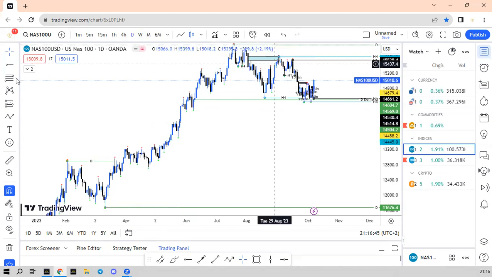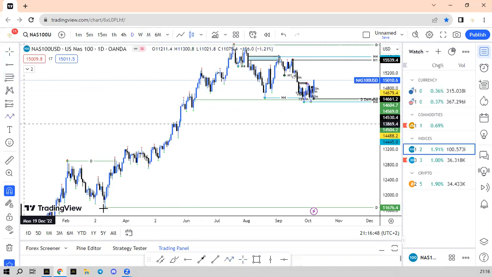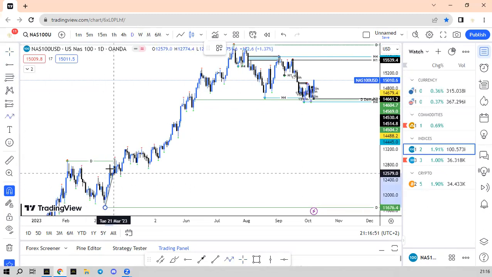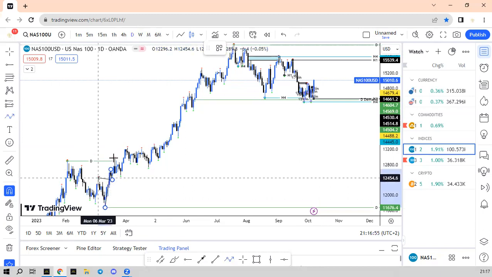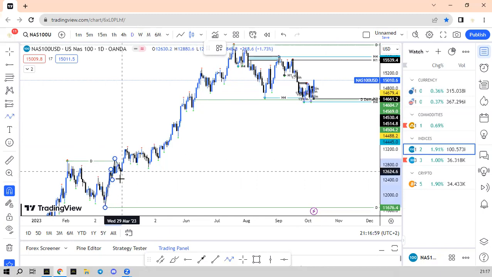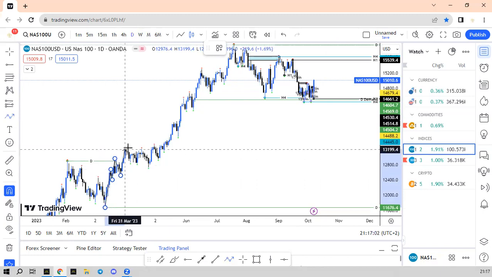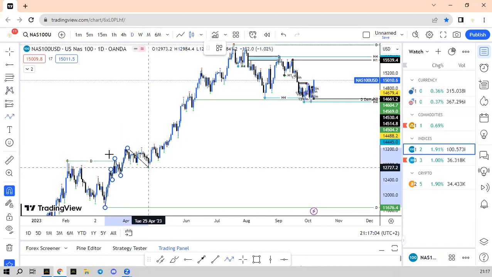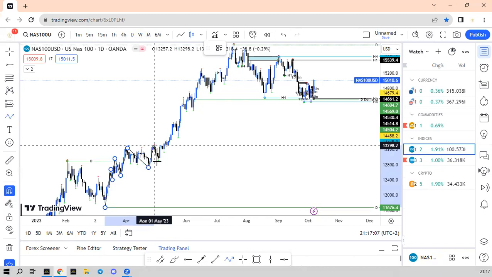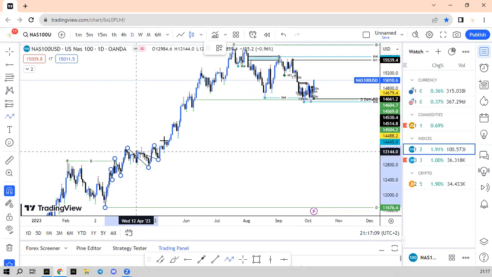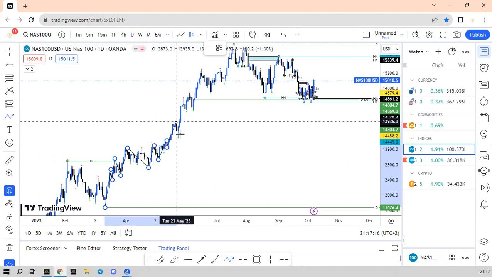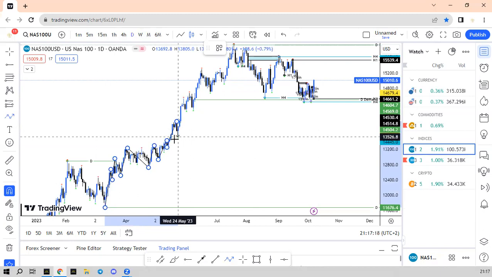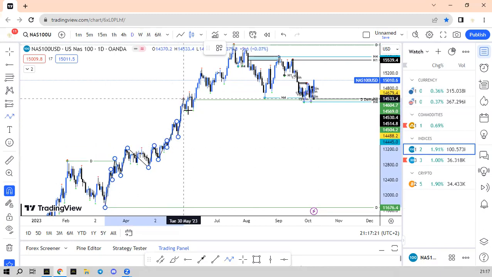Because here, what happened was price, see, it's bullish, mitigation of this demand. Mitigation of this demand. See, mitigation of this demand. I think this one left an imbalance. There's an imbalance here. Even this one, there's an imbalance here.